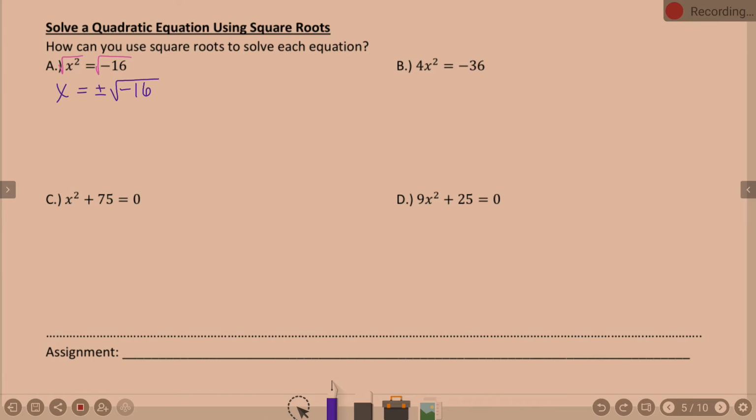Now, let's clean this up. We're going to have a plus or minus. What do you know about negative 16? The square root of 16 is 4. What about the negative? The square root of negative 1 is i. You remember doing this yesterday? So we can think of our answers as plus or minus 4i.